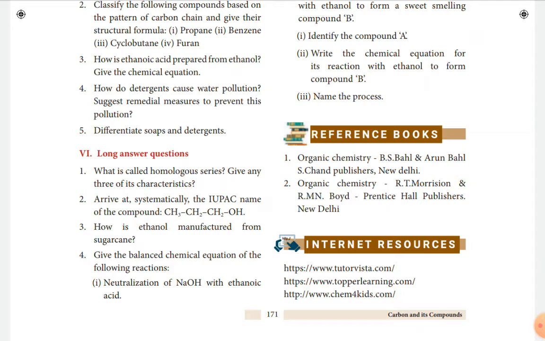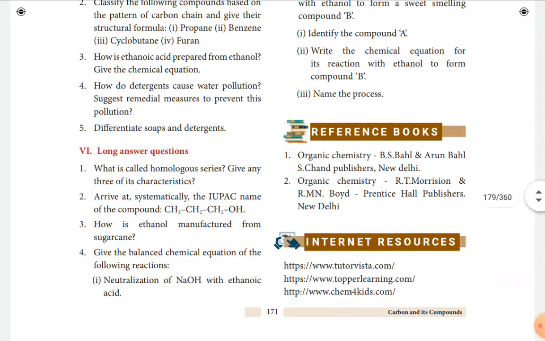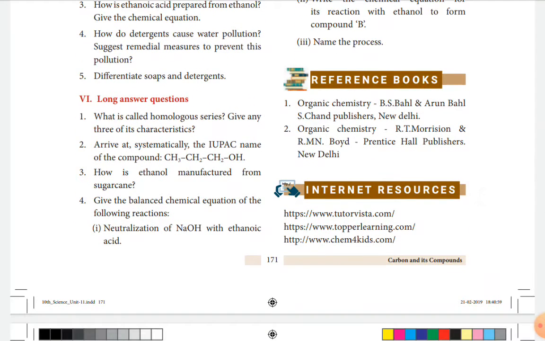Already we learned about the homologous series and then the IUPAC name, how to arrive at the IUPAC name. Then how is ethanol manufactured from sugarcane. Now we are going to discuss the fourth question answer. Give the balanced chemical equation of the following reaction. Fourth question, page number 171 of your science book.